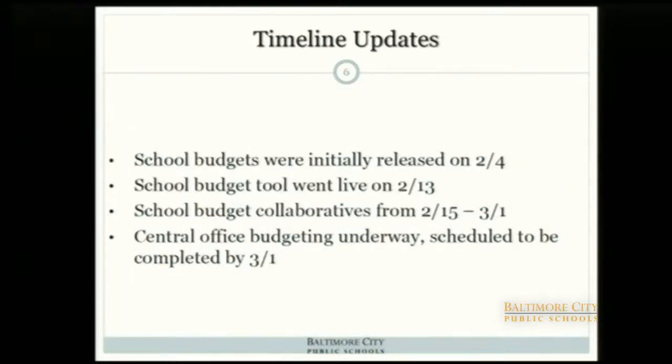Timeline updates. School budgets were initially released on February 4th. The school budget tool went live on February 13th. That is slightly later than we had originally planned. The budget tool was supposed to go live on February 8th, but we had made some adjustments.